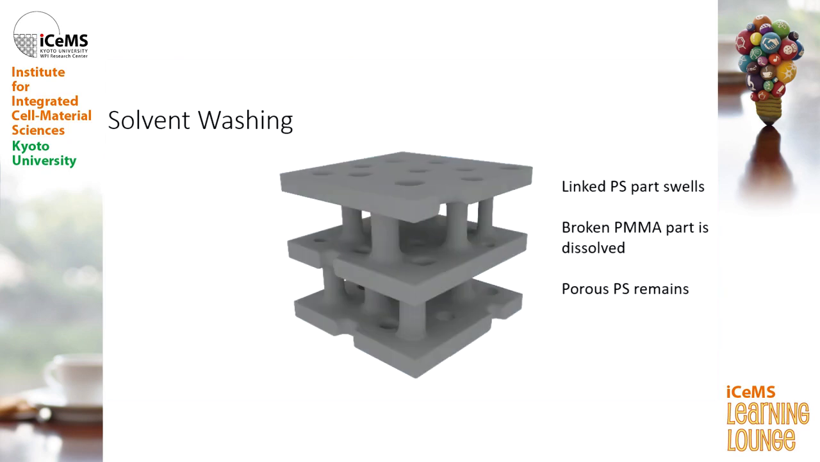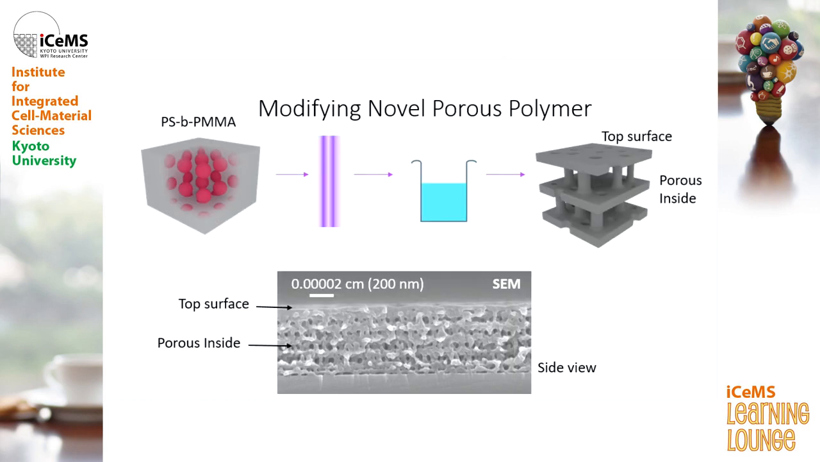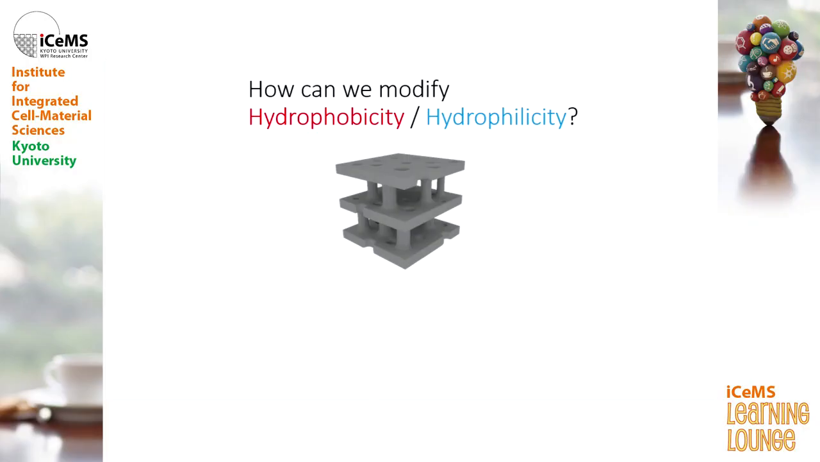I want to use this porous polystyrene structure to make something like a filter, because as you can see, it's got this porous internal structure. A problem with filters in many applications is that fouling can build up on them, and that blocks the pores and prevents the filter from working properly. So I want to be able to modify this material. How can I modify this material to make it more hydrophilic or more hydrophobic, depending on the application I want to use it for?